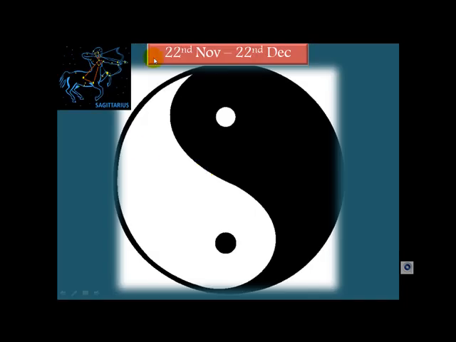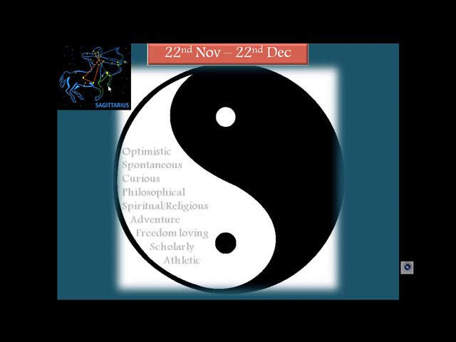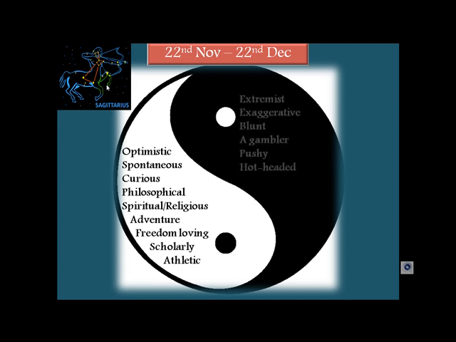Now, Sagittarius is the 22nd of November to the 22nd of December, the Archer. And they're very optimistic, spontaneous, curious, philosophical, religious, spiritual, adventure-seeking, freedom-loving, scholarly, and athletic. Now, they can also be very extremist, exaggerate, blunt, a gambler, pushy, and hot-headed.